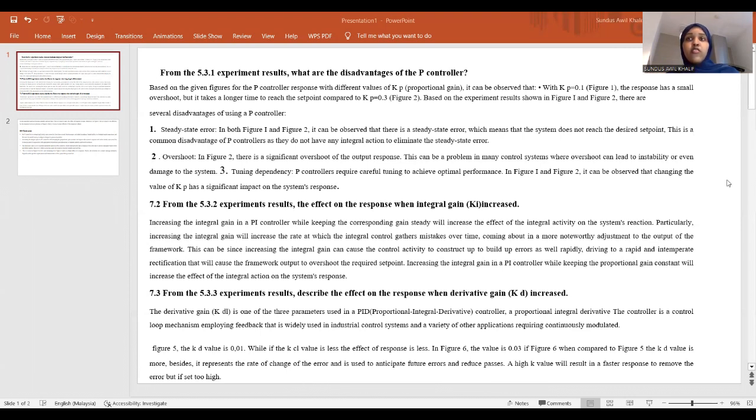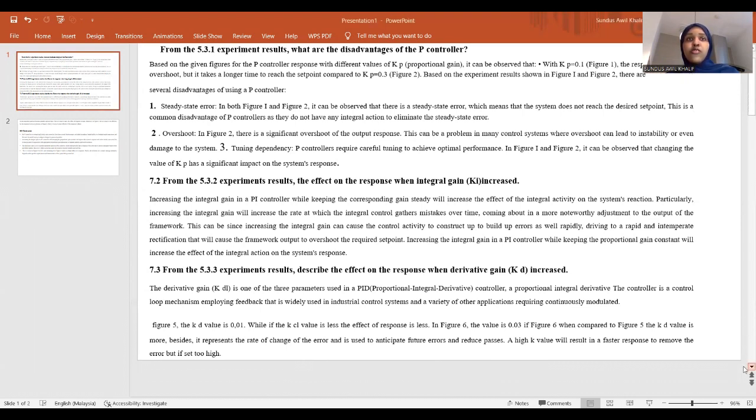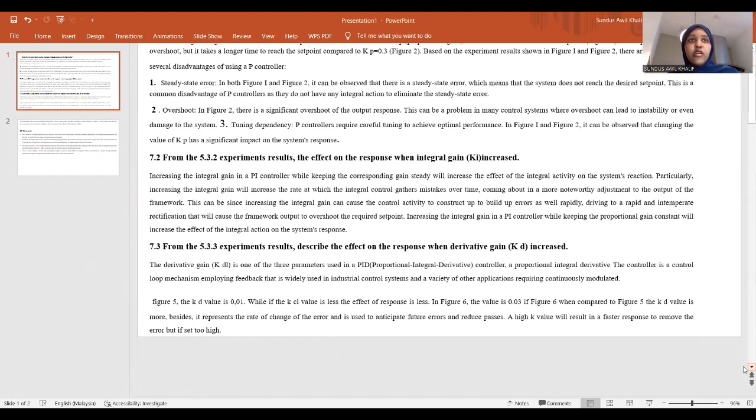when the derivative gain is increased as well. The derivative gain KD is one of the 3 parameters used in a PID, proportional integral derivative, controller. PID is a control loop mechanism employing feedback that is widely used in industrial control systems and a variety of other applications requiring continuously modulated control. In figure 5, the KD value is 0.01. If the KD value is lower, the effect on the response is less.